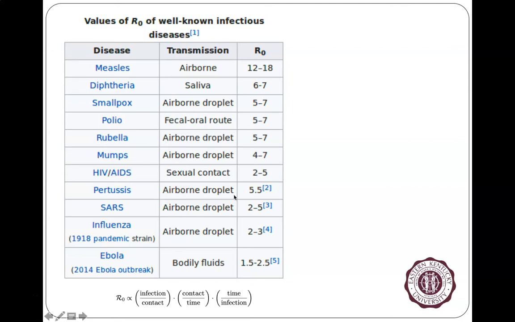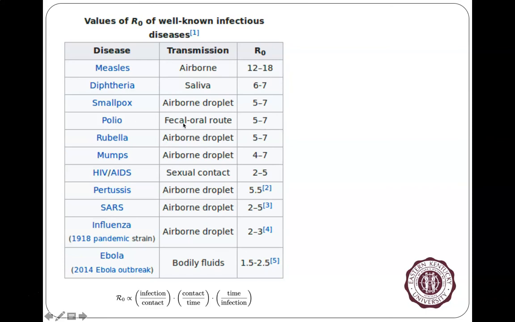Let's compare those numbers, that 2 to 4, probably about the 2. Pretty similar to the SARS outbreak in the early to mid 2000s. HIV is about 2 to 5. Some things like measles are very infectious, so you don't want to be around somebody who's got measles. That's why we vaccinate for it.